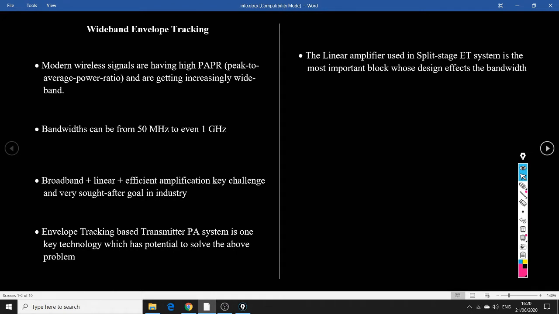Wideband envelope tracking is very important because signals are getting very high peak to average power ratio as well as very wide bandwidths, and these bandwidths can range from 50 megahertz to even 1 gigahertz in 5G and in the forthcoming 6G systems as well.